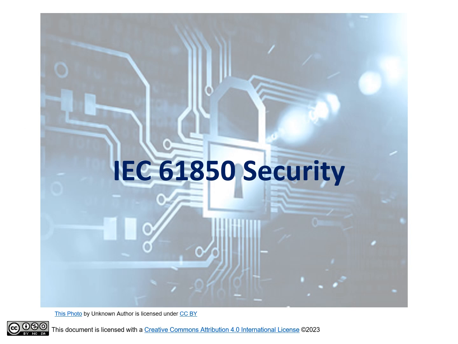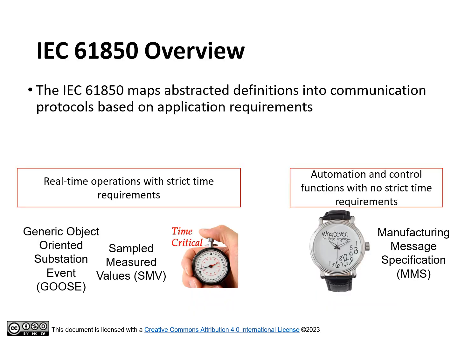We now look at the IEC 61850 security and its implication to renewable energy security. The IEC 61850 maps abstracted definitions into communication protocols based on application requirements. In general, there are two different categories of applications with different timing restrictions: real-time applications with strict time requirements such as protection, and automation and control functions with no strict time requirements.